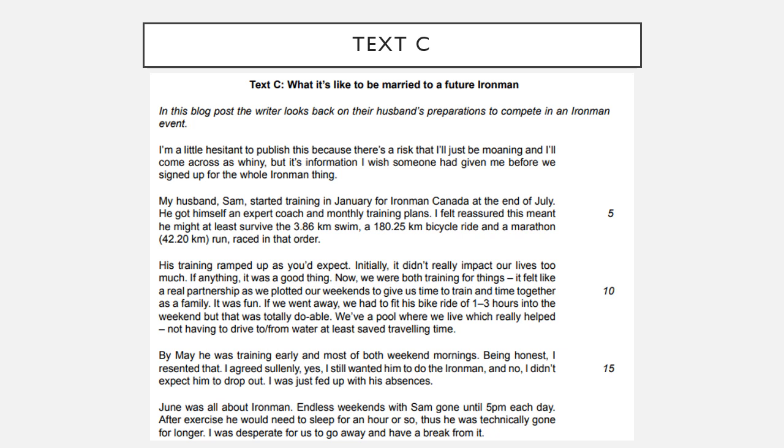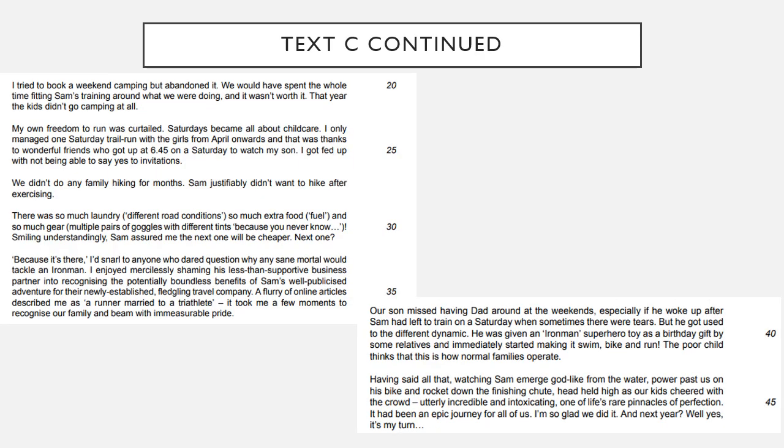Here we've got, in a blog post, a writer looking back on their husband's preparations to compete in an Ironman event. I'll leave you here to read text C, so you might want to pause this now to make sure that you've read text C. And this is the second half of text C, so again, just pause it and make sure that you've finished reading text C.